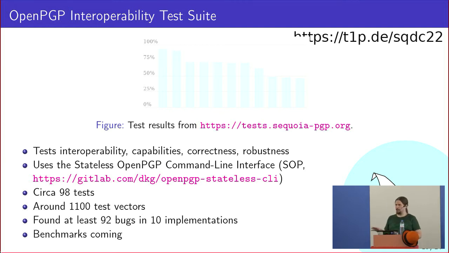And over the course of the 2 years or so it has existed, it found at least 92 bugs across a lot of implementations, and these are only the ones I reported. And there are benchmarks coming, because if you're slow, people might not use your solution and hence be less secure.